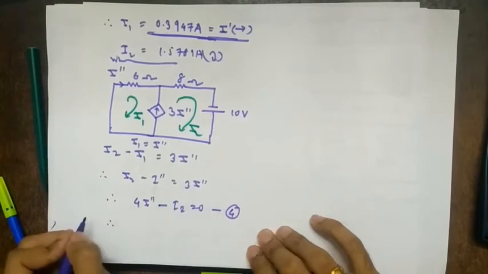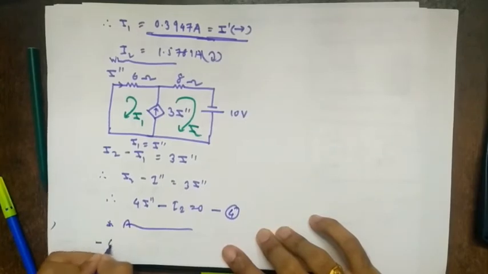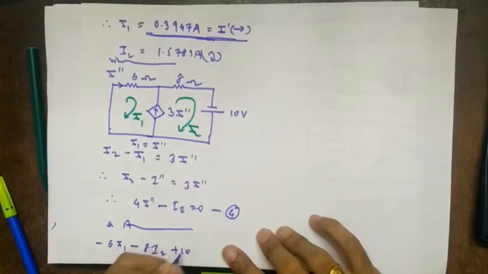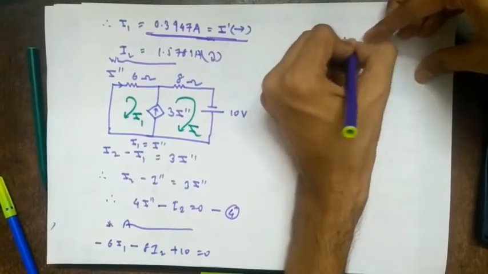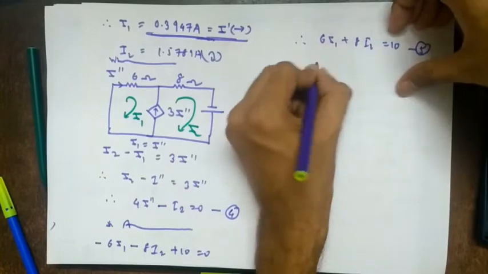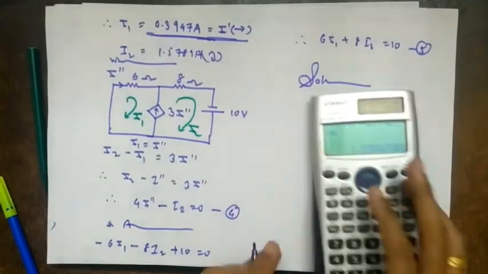4, right? So next what we will do, apply KVL to super mesh. So minus 6 I1 minus 8 I2 plus 10. You are going from minus to plus, so rise in potential. So therefore 6 I1 plus 8 I2 equal to 10. Equation number 5. So solving simultaneously 4 and 5.